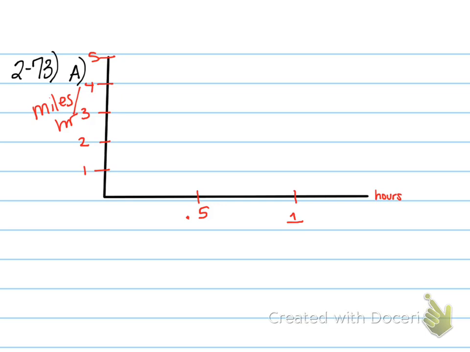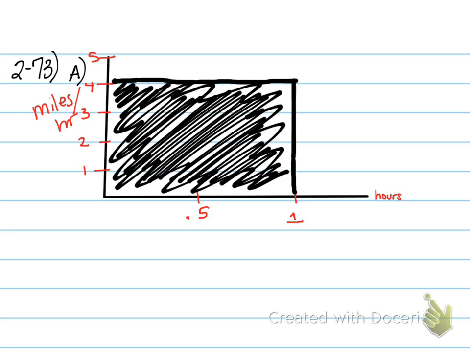On 273, this is kind of the setup that they were talking us through. It says to draw a line. He's walking at 4 miles an hour for 1 hour. He's walking at that constant speed, and then it's saying to draw that line and shade in that area.